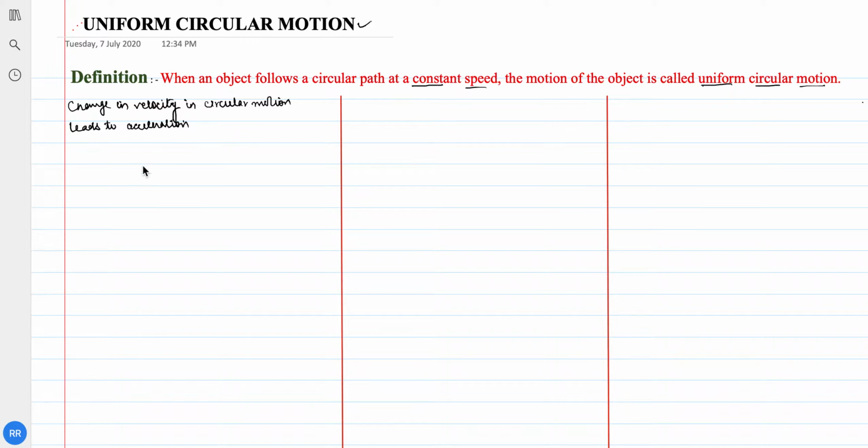So now our aim is to find the magnitude and direction of acceleration. Magnitude and direction of acceleration.